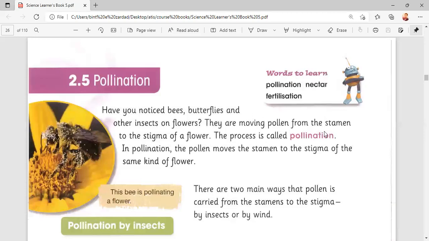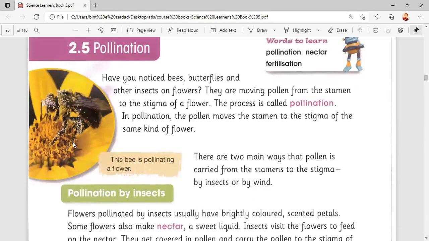They move pollen from the stamen, the male part, to the stigma, the female part of the flower. This process is called pollination. In pollination, the pollen moves from the stamen to the stigma of the same kind of flower. So the bee is pollinating a flower. It sits here, then moves to another part, then to other flowers. They are moving the pollen from one flower to another.